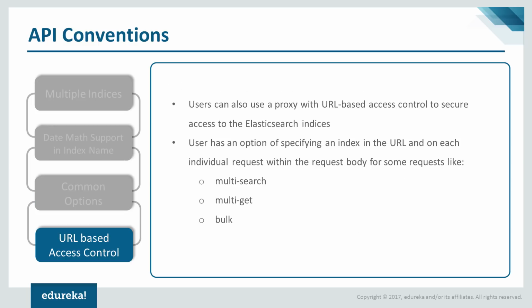URL based access control. A user can also use a proxy with the URL based access control to secure the access of Elasticsearch indexes. So we can also make use of proxies. The user has an option of specifying an index in the URL and on each individual request within the request body for some requests like multi-search, multi-get, or bulk. This is done for secure access where we are keeping a proxy, which further has URL based access, and we can make use of that proxy to query Elasticsearch.